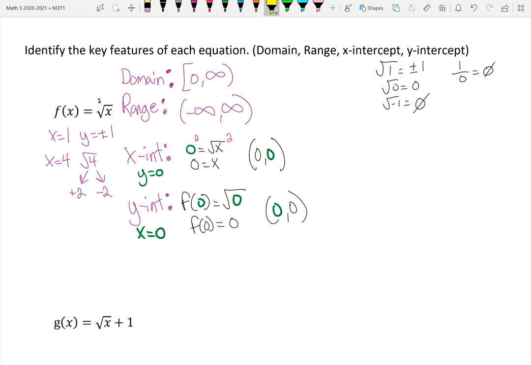So I answered the 4 basic interview questions: the domain, the range, my x-intercept is 0, 0, and in this case, my y-intercept is 0, 0. The rest of this is just going to be on repeat.